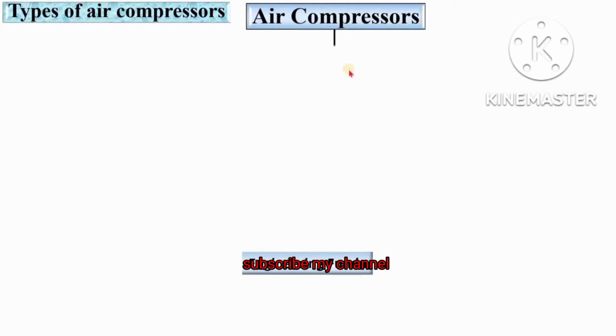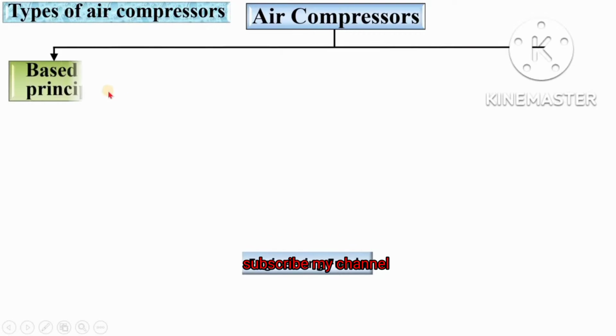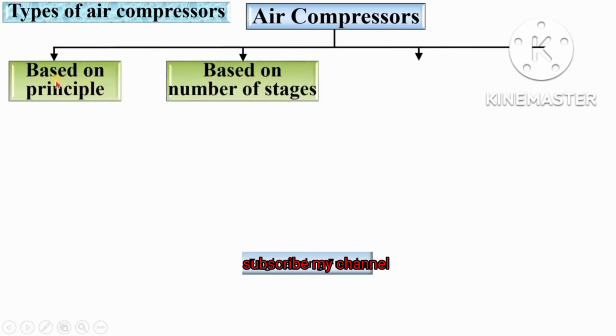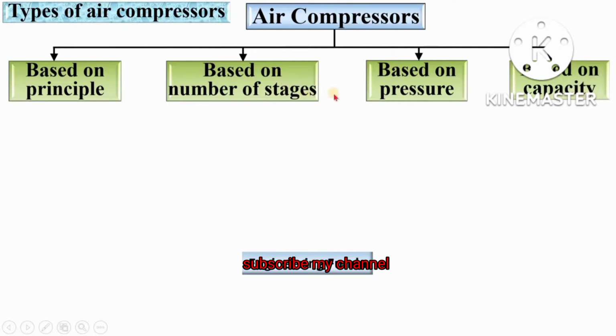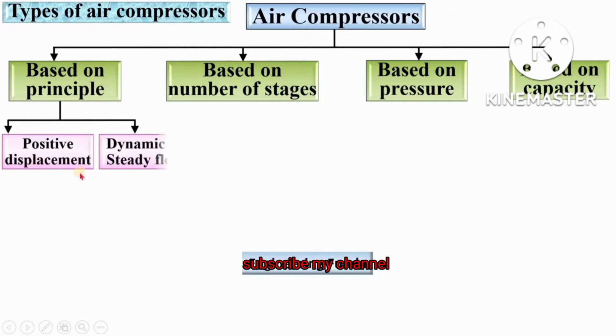Compressor. So basically, air compressors are classified based on principle, based on number of stages, based on pressure, and based on capacity. Now let's start from the first one. Based on principle, air compressors are classified as positive displacement compressor and dynamic or steady flow compressor.